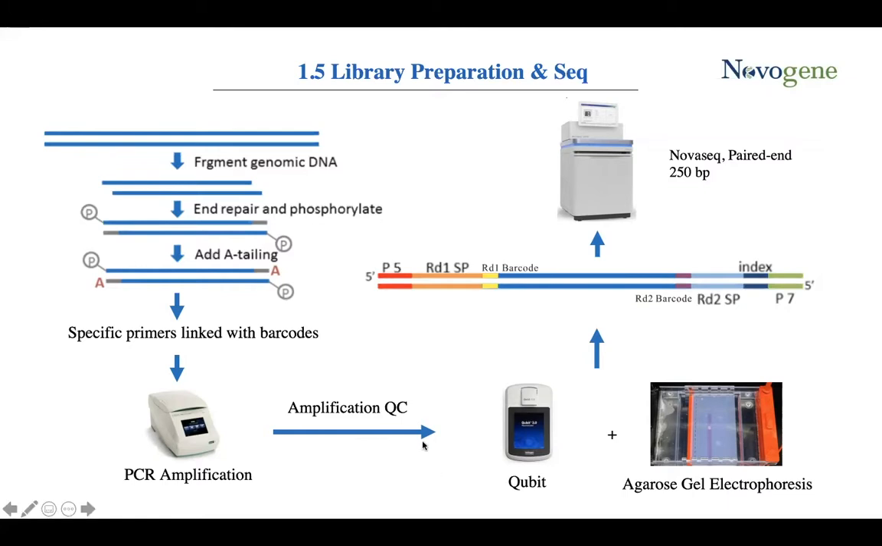And after PCR is done, we will use a Qubit fluorometer for the quantification and agarose gel electrophoresis to recover the target amplicon fragments to move on. In the next step, we ligate the amplicons with the indexed Illumina adapters to go to sequencing. So NovaSeq 6000 is used for the amplicon sequencing, and the strategy we apply is paired-end 250 bp.